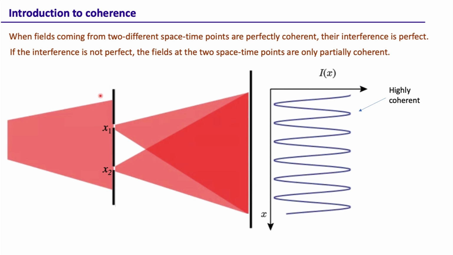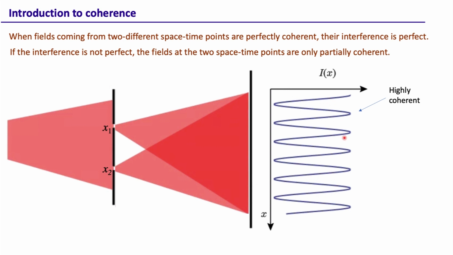That means the interference visibility at this point that we see on the screen is basically representative of how much the light at this point x1 is coherent with the light at this point x2. So the interference here tells us about the degree of coherence of light between x1 and x2. This interference pattern tells us that the light coming from x1 and x2 is highly coherent.